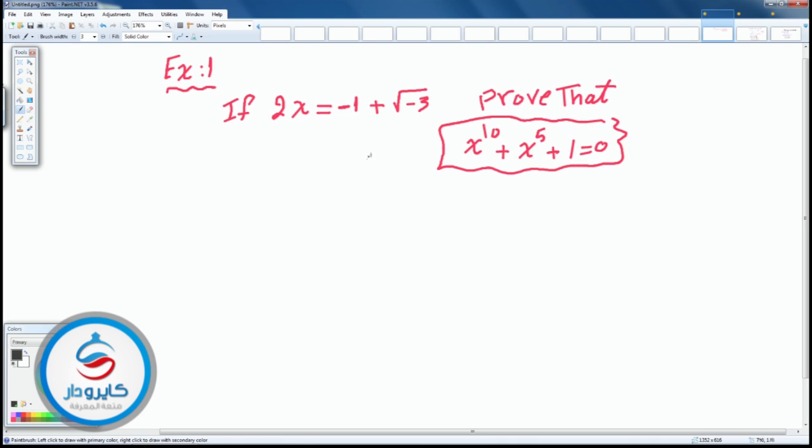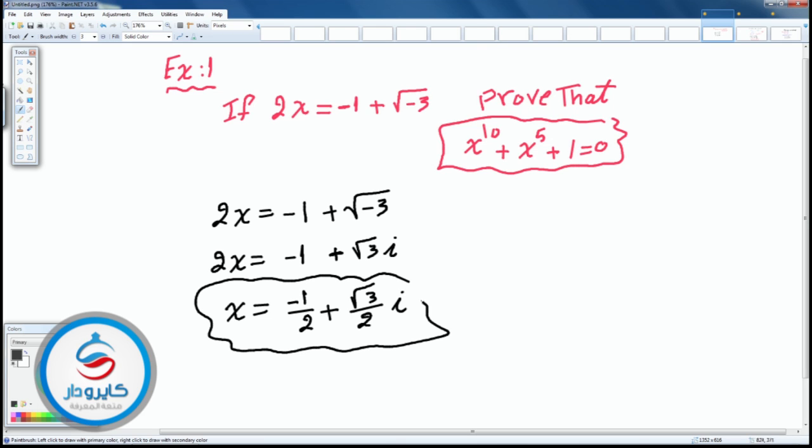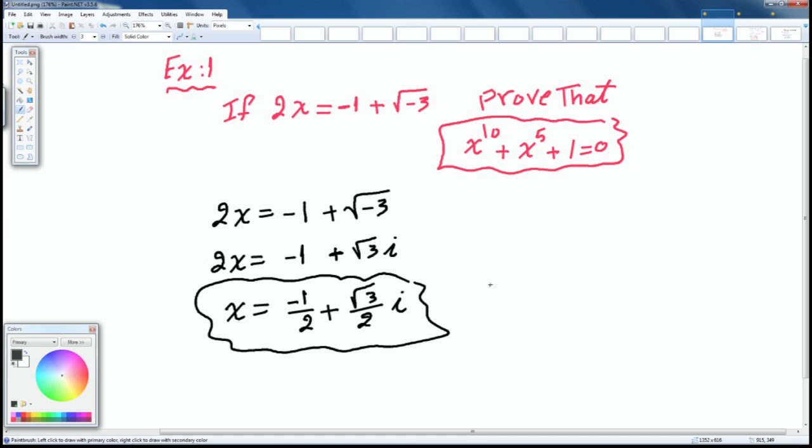Okay, let's see what we shall do. First, we have 2x equals negative 1 plus root negative 3. We haven't any real root for a negative number. Then we have 2x equals negative 1 plus root 3 i. That means x equals negative 1 over 2 plus root 3 over 2 i, and this is the value of x.